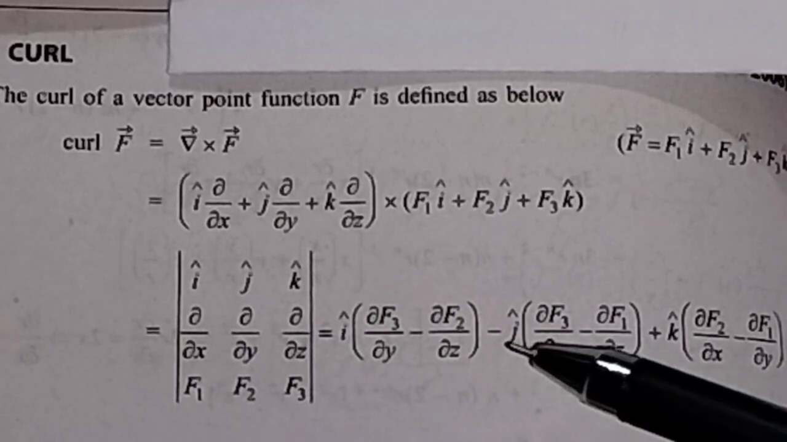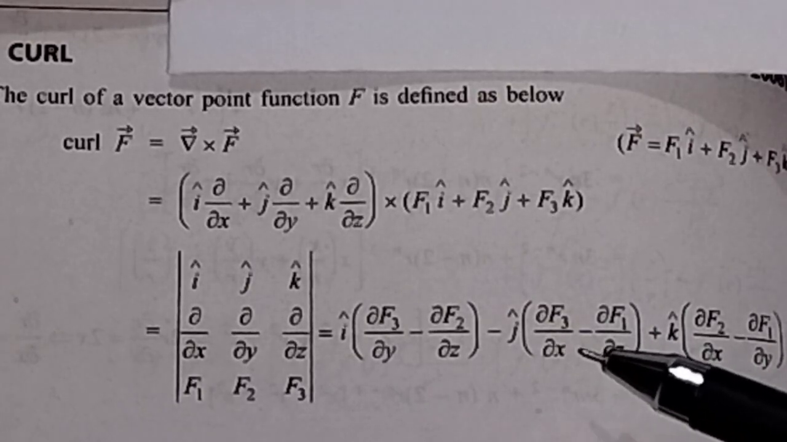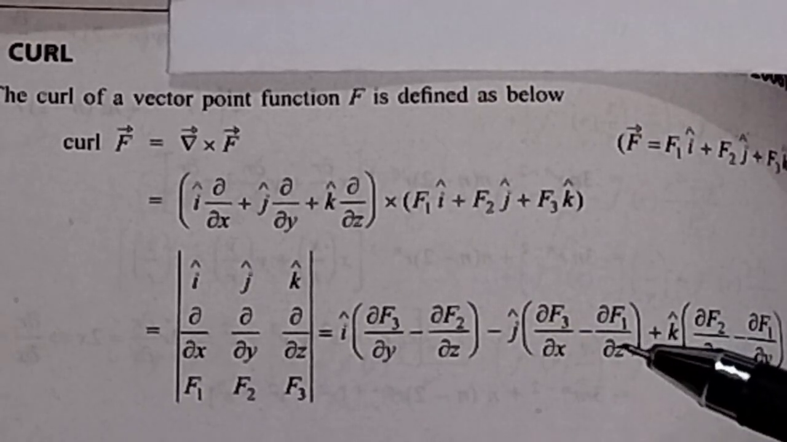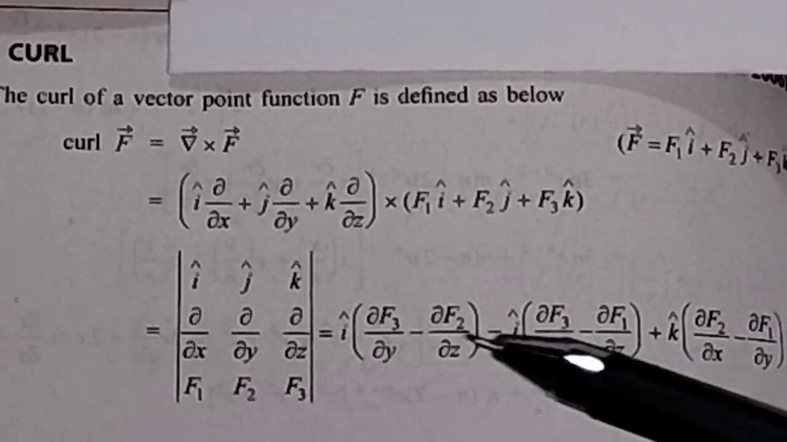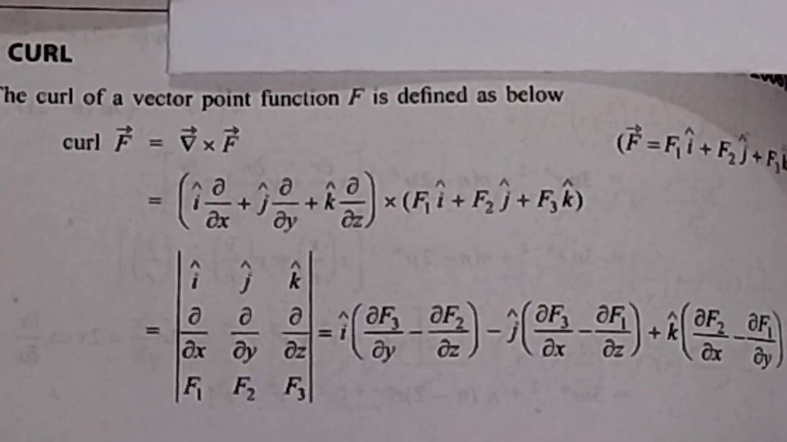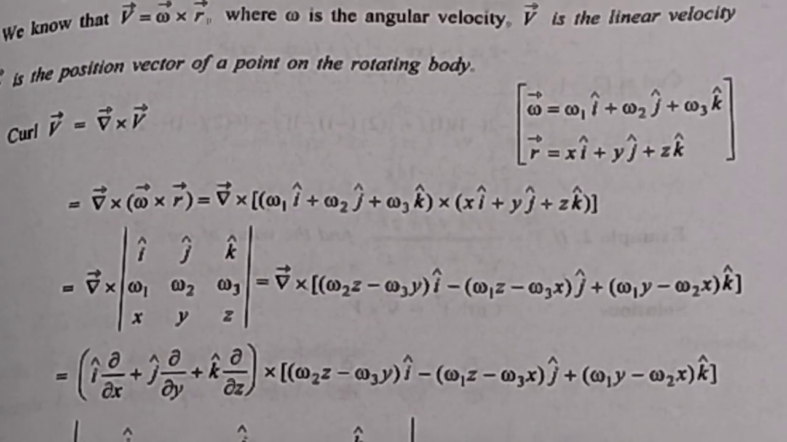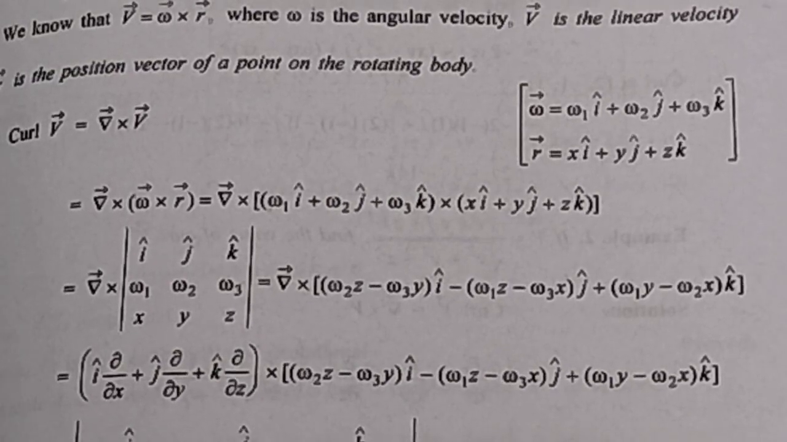Then for j cap, it will be equal to del of f3 with respect to x minus del of f1 with respect to z. So in this way, you can find the cross product to find the curl of a vector function. What is the physical meaning of the curl of a vector function?